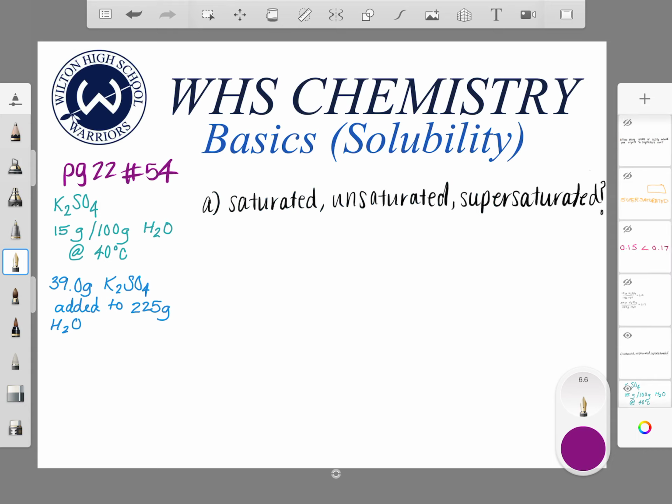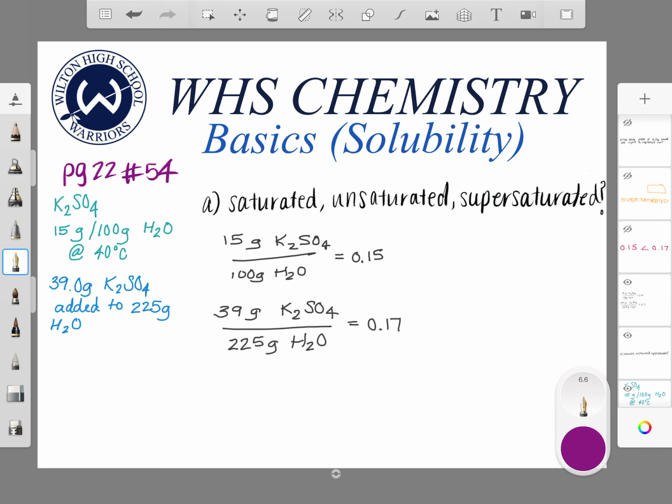So in order to do this, the first thing we need to do is set up two ratios. The first one is we want to look at the 15 grams of K2SO4 per the 100 grams of H2O. And when we do that, we get 0.15, so that's the percent of K2SO4 per the amount of H2O. And then the other one we want to look at is the 39 grams of K2SO4 in the 225 grams of H2O. So once we set up those two ratios, for the second one we get 0.17.